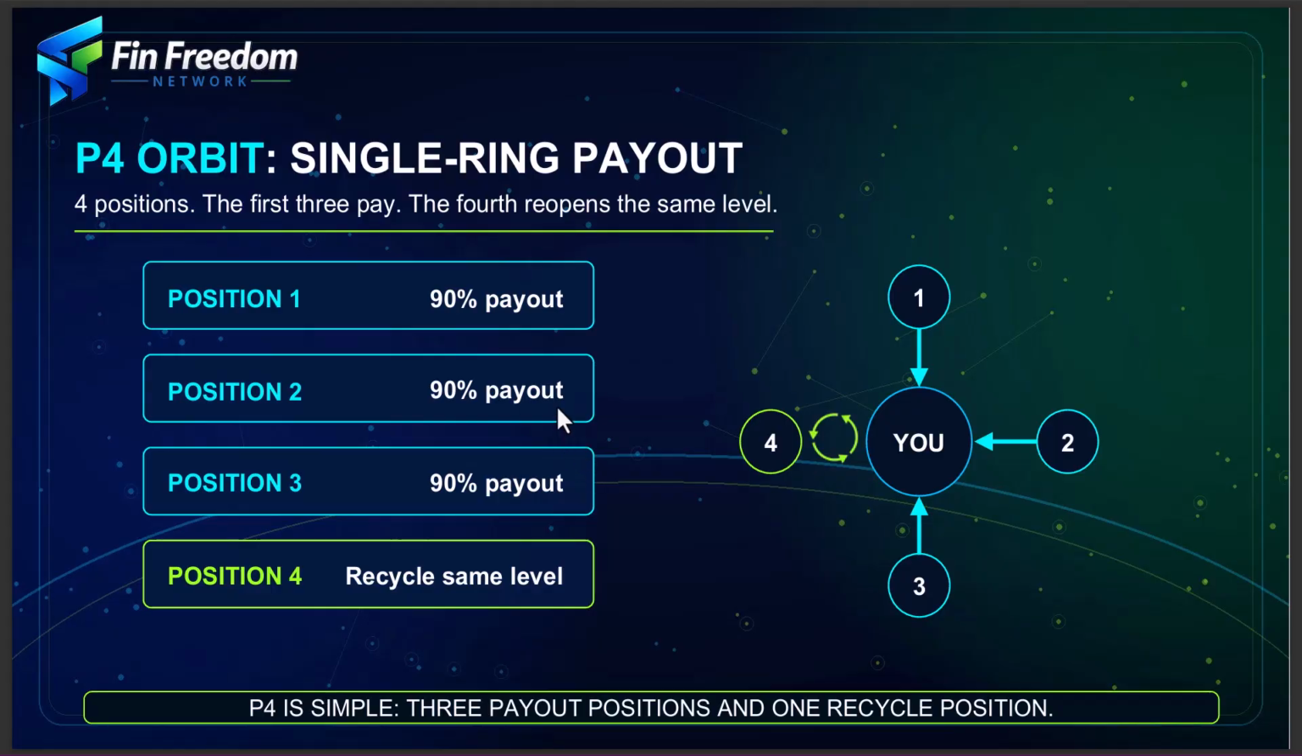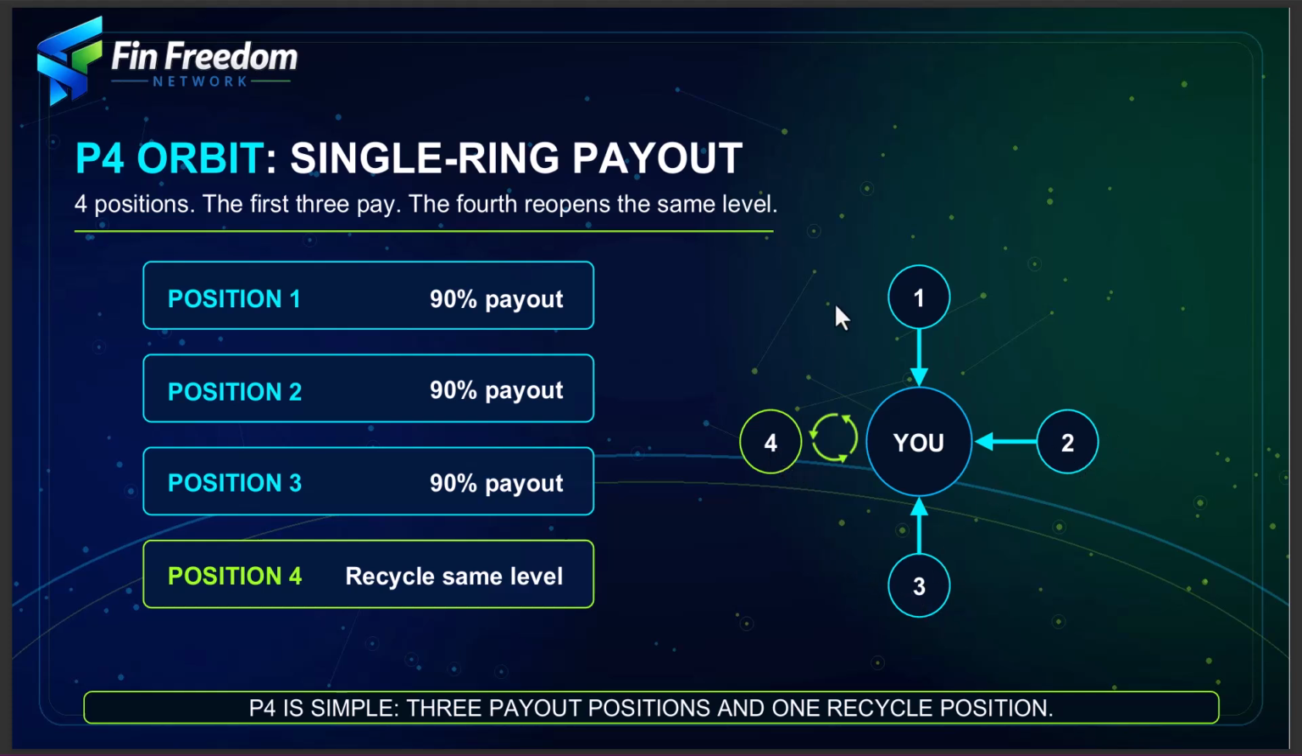All right. So let's look at P4. P4 orbit, how it works. In the P4 orbit, we have only one ring. That ring has first position, second position, third position, and fourth position. Now, this is you in the middle. Can you see my mouse? This is you. You signed in the business and you referred the first, second, third, and fourth positions.